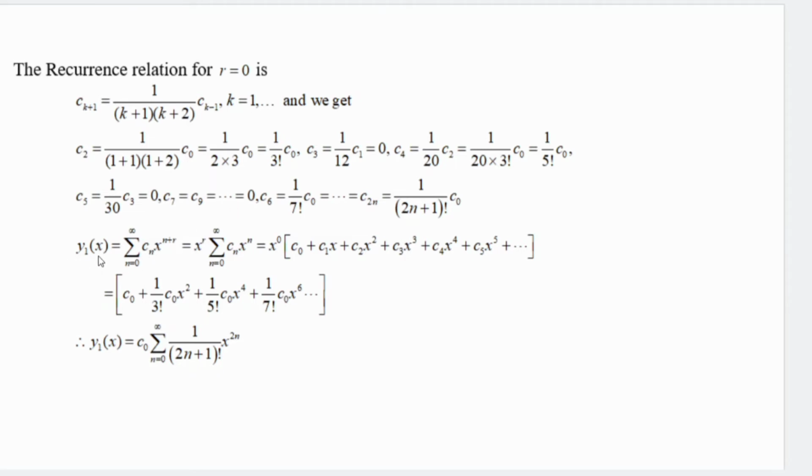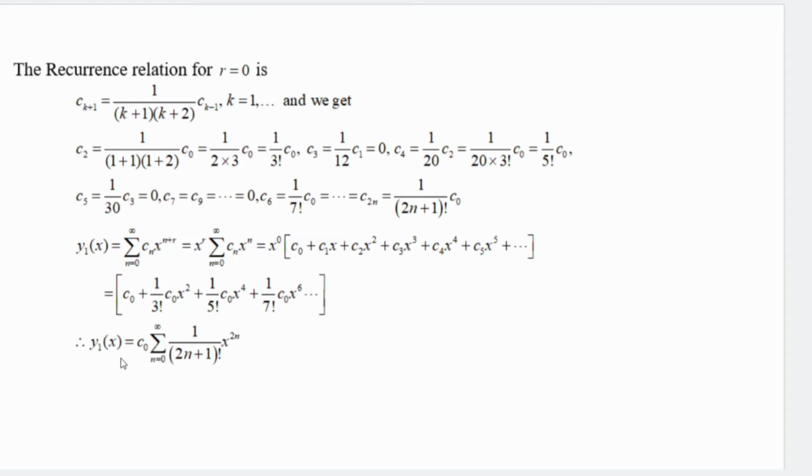So finally our series solution is y1 equals summation n equal to 0 to infinity c_n x power n plus r. Here c1, c3, c5 are 0, so we put the values for c2, c4, c6. Then we get c naught, 1 by factorial 3 c naught x square, 1 by factorial 5 c naught x power 4, 1 by factorial 7 c naught x power 6. If you keep the answer this way it is also okay, but if possible make it an n-term solution.